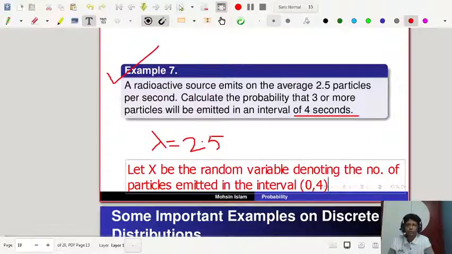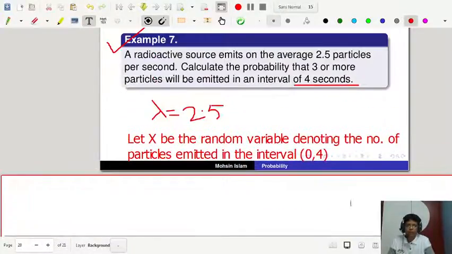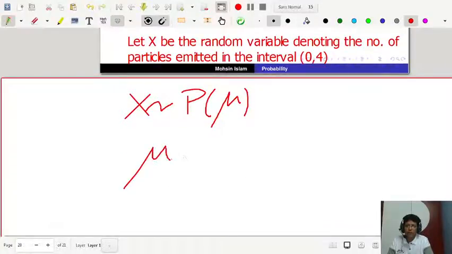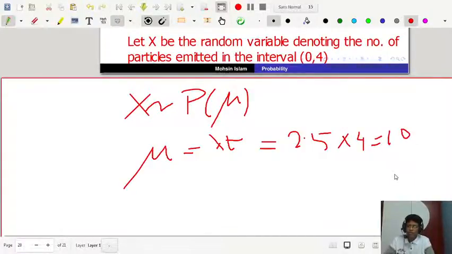So lambda is defined, X is defined. Now what is your parameter? X follows Poisson distribution with parameter mu, and mu is given by lambda t, right? And lambda is your 2.5 into t is your 4. So it is equal to 10, right? This is equal to 10.